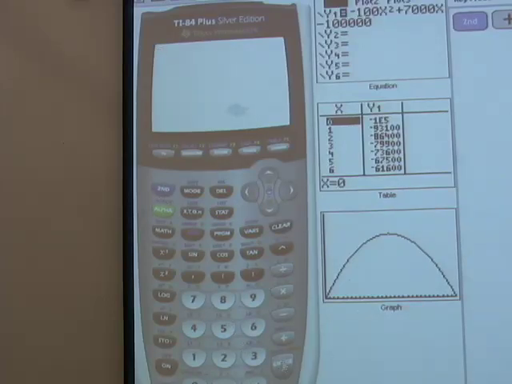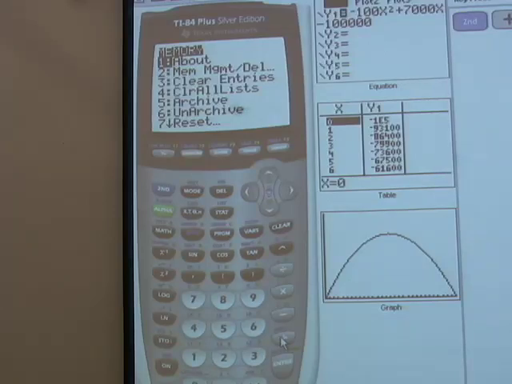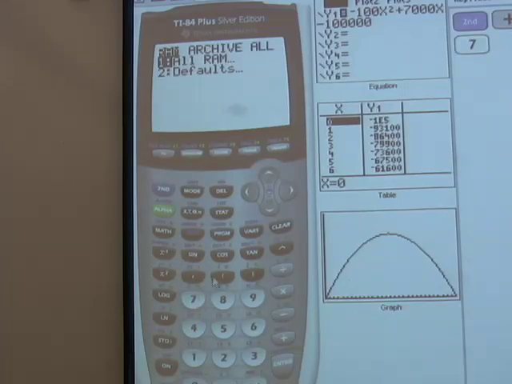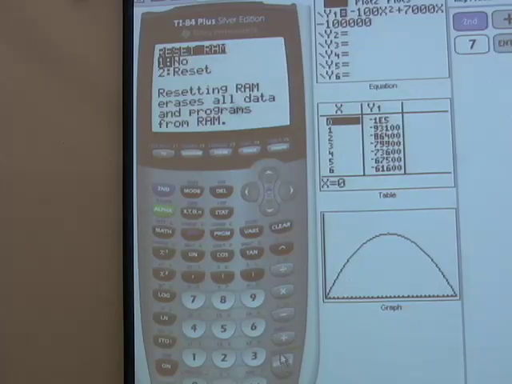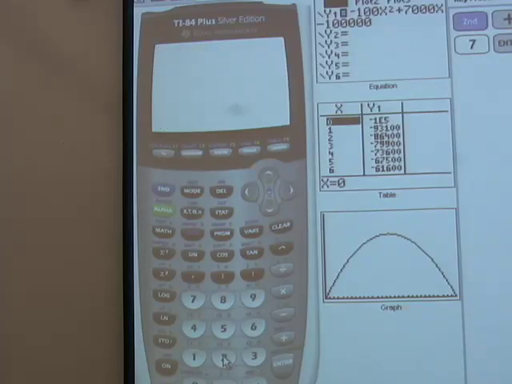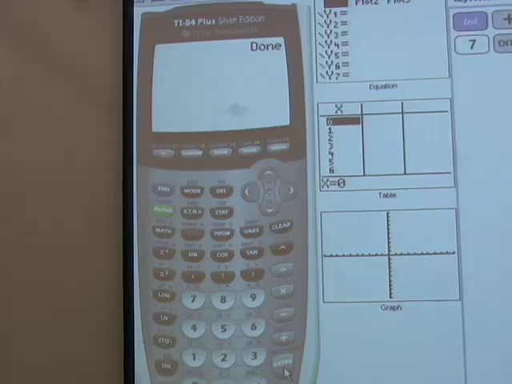Press second plus, that takes you to the memory, and we want to reset. See, that is number 7. So press 7, and we want to reset all RAMs. So enter, and then it asks you reset no, number 2 reset. Choose number 2. So press 2 where my cursor is. So press 2 and enter. The calculator is now reset.